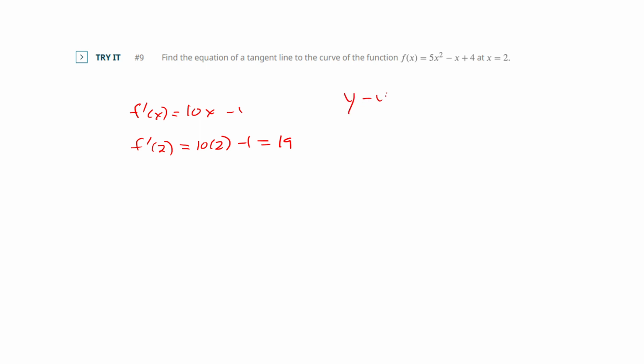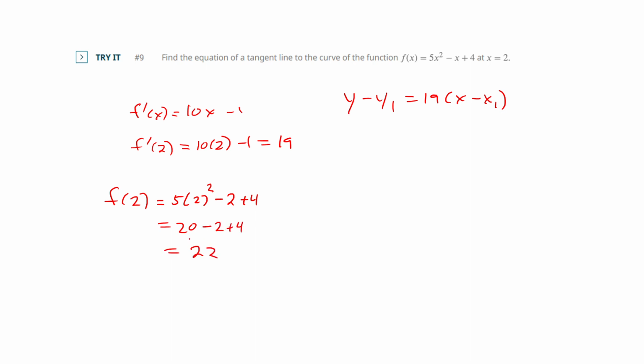So now let's just find the whole equation for the tangent line. It's just the point slope formula. That's it. I've got a slope. Now I need a point. Well, we've got a point. Let's put f of 2. Let's put 2 into the original equation. So this is 4. We get 20 minus 2 plus 4. I get 22. Okay, so we have a point. We have 2, 22.